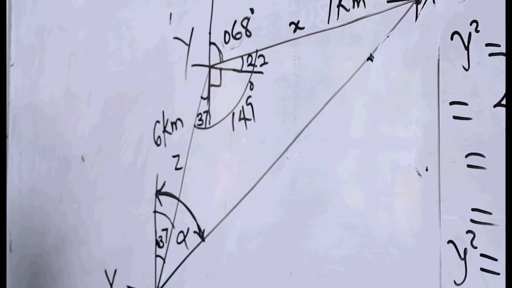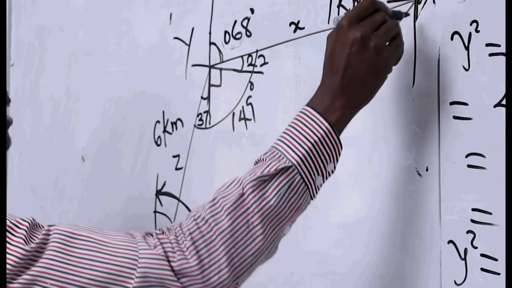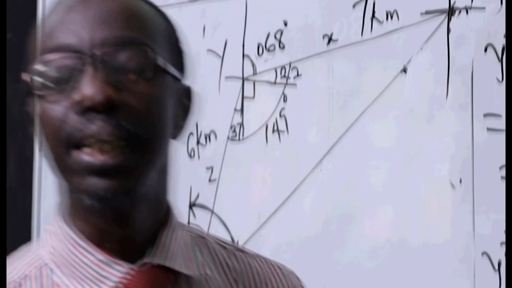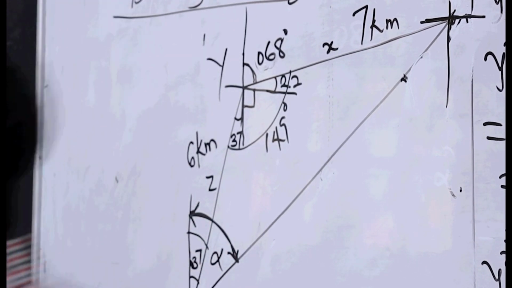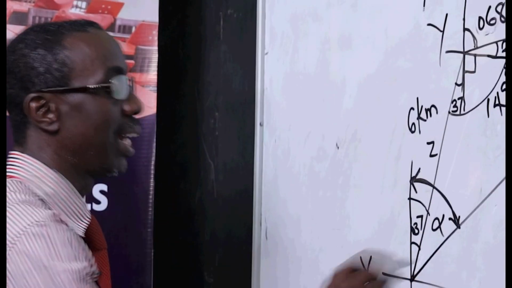You have to read your question carefully so that we follow, and that is telling us you should read the question carefully. If it is the bearing of Z from X, the first place you go to is where? X. Is it Z? No. So, it's X. If it is X, we are going to X.